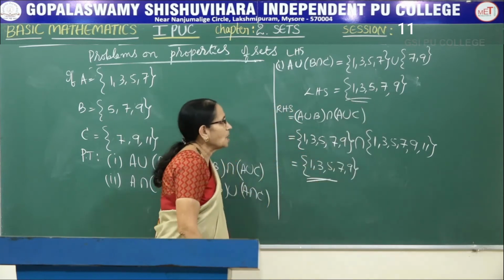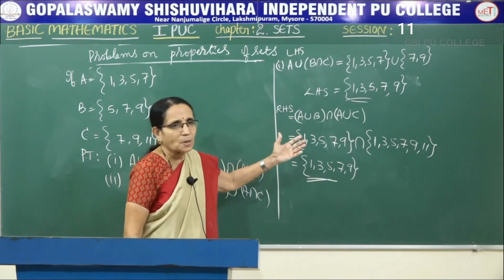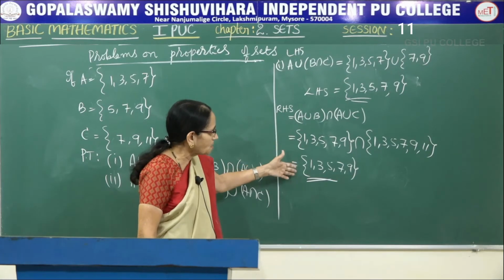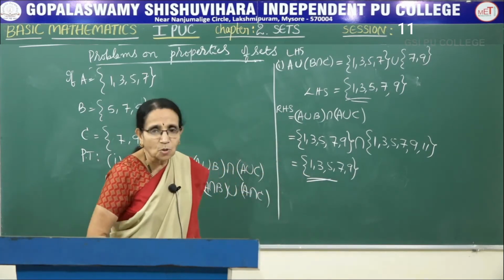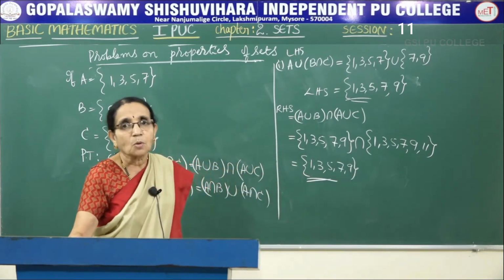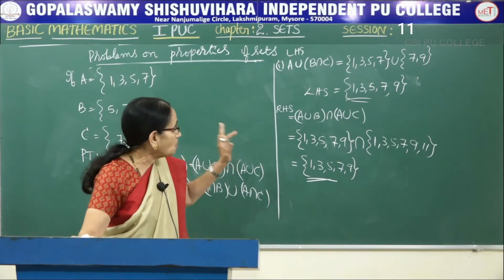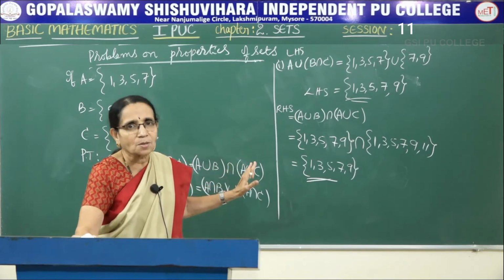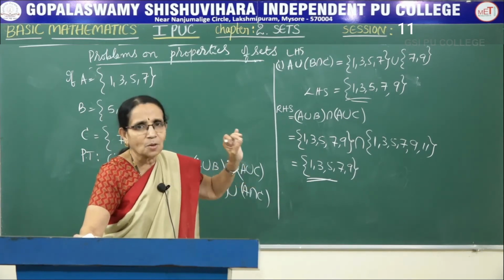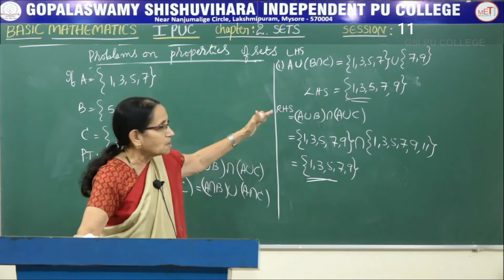Left hand side, we had a set containing the same 5 elements. Right hand side, the set containing the same elements. That shows that the distributive property holds good. Actually, these properties are standard properties. You have to get the left hand side equal to right hand side. If you commit a mistake in any one step, you may not get the same elements.